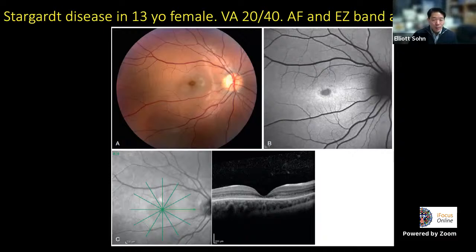So let's talk about a couple different ways that Stargardt disease can present. Here's a 13-year-old female who's 20/40.